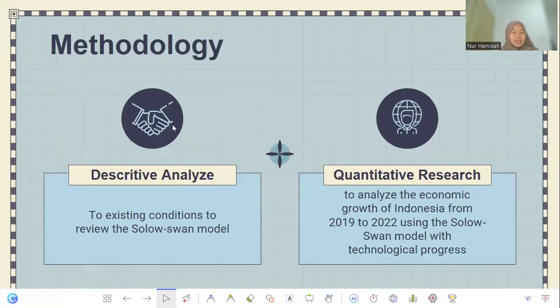Okay, for the methodology, I use two methods: descriptive analysis of existing conditions to review the Solow-Swan model, and then quantitative research to analyze the economic growth of Indonesia from 2019 to 2022 using the Solow-Swan model with technological progress.